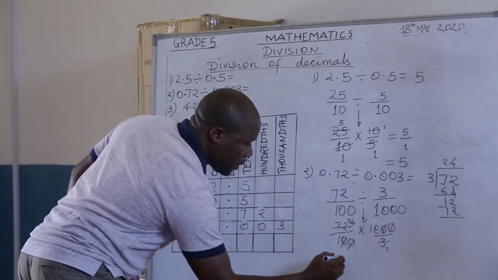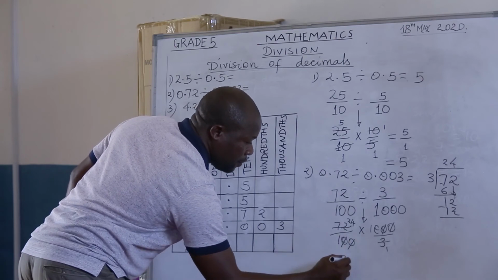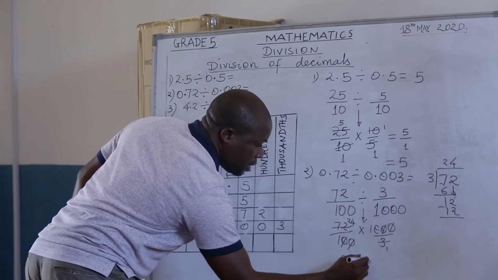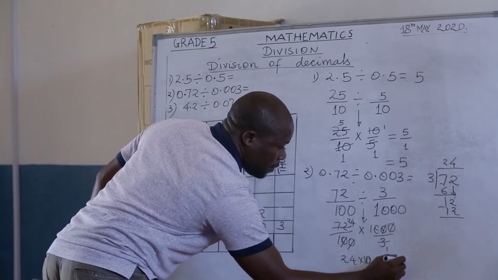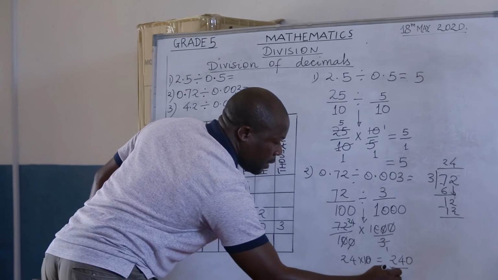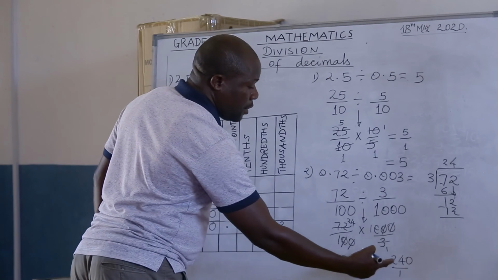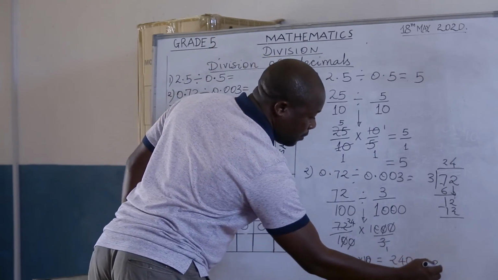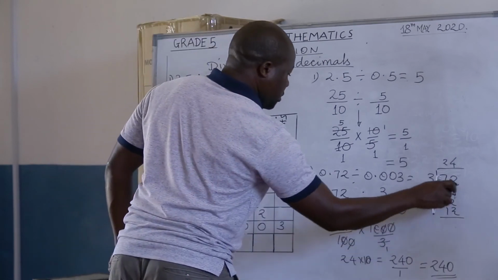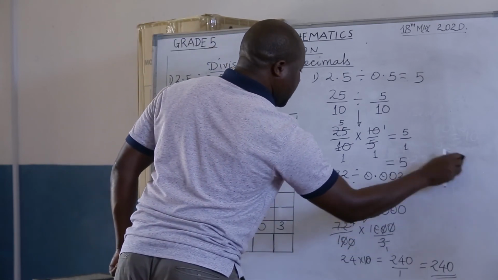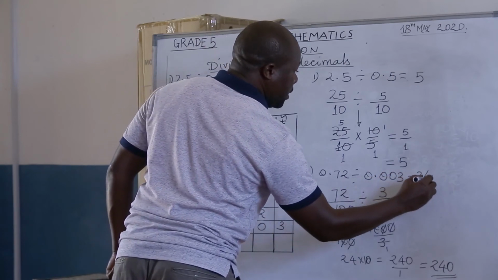So we have the numerators 24 times 10, times 10, is equal to 240 over 1. Remember what we had discussed earlier on, that any number over 1 is the same number. Therefore, 0.72 divided by 0.003, the answer will be 240.